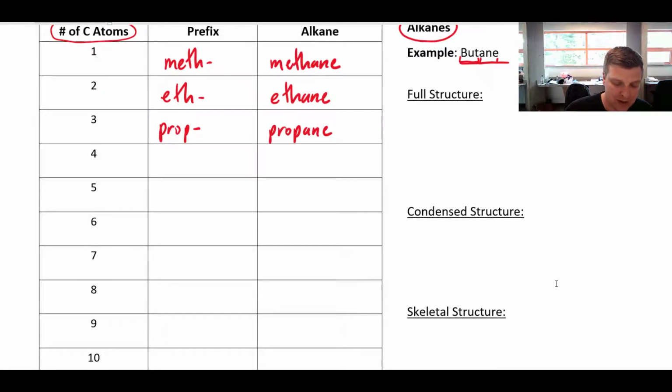The next prefix is but, as we saw. So that would make butane. And those first 4 are kind of strange. So it's this thing in chemistry where for some reason we give them these strange different names. After the number 4, it's going to fall back into more familiar territory.